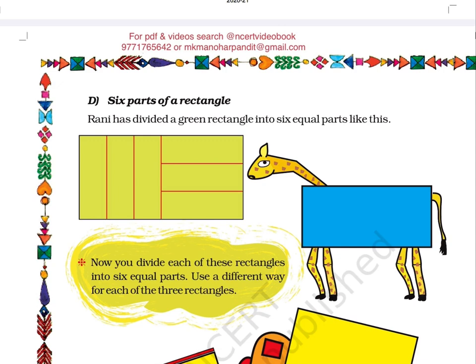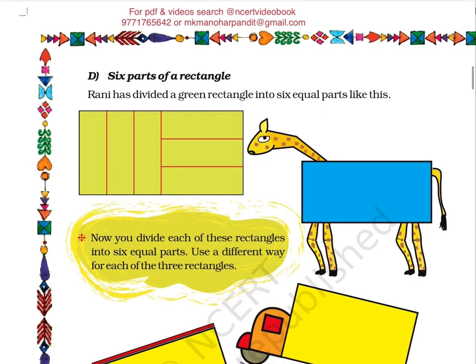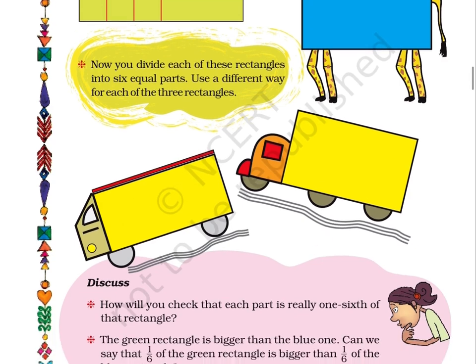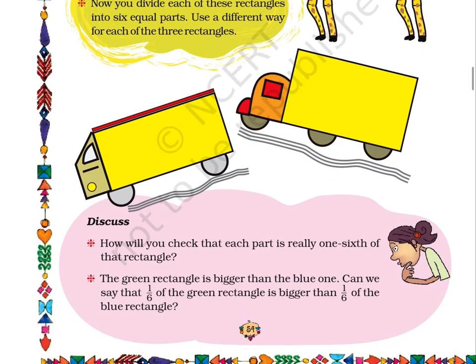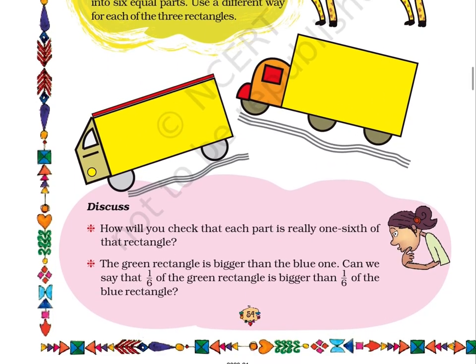These are drawn on different shapes. The first one on a giraffe, the second and third on trucks going on roads. Question. Now you divide each of these rectangles into 6 equal parts. Use a different way for each of the 3 rectangles. Discuss. How will you check that each part is really 1/6 of that rectangle?